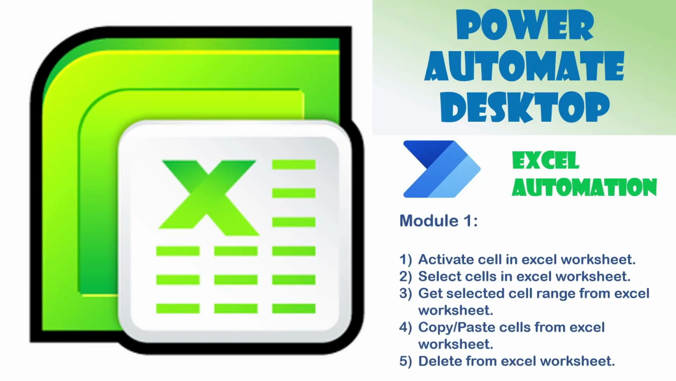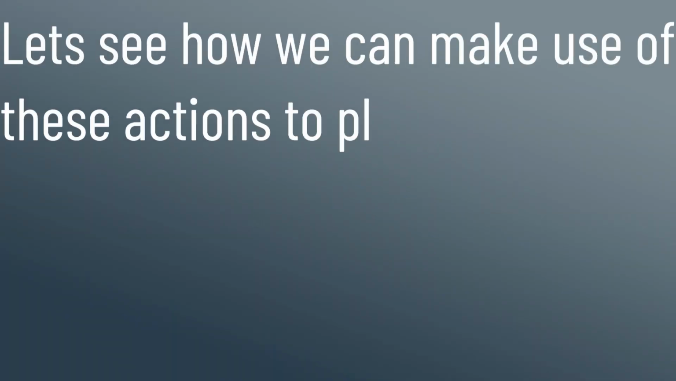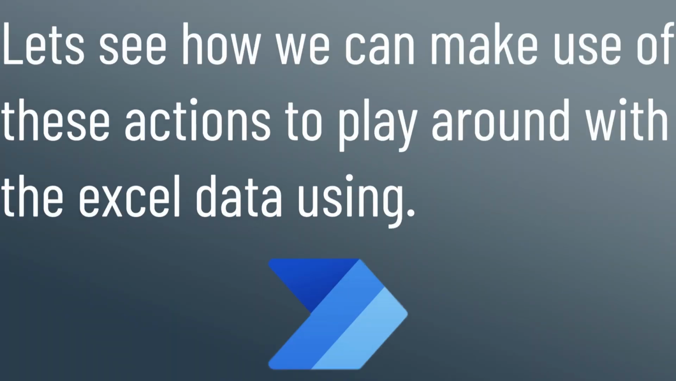My name is Vishal Bambrani, and in our session today, we will continue to learn the Excel actions provided by Power Automate Desktop. The actions that will be covered are activating cell in Excel worksheet, selecting some cells in Excel worksheet, get selected cell range, copying and pasting some cells, and finally, deleting something from Excel worksheet. Let's see how we can make use of these actions to play around with the Excel data using Power Automate Desktop.